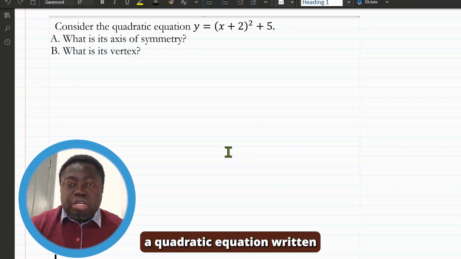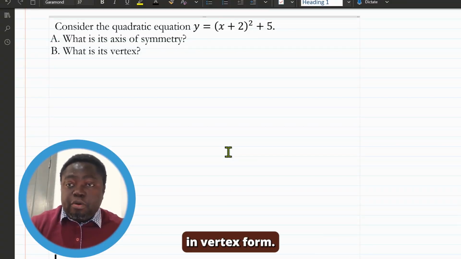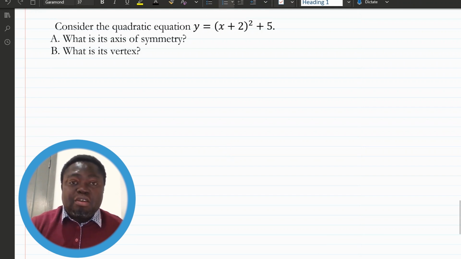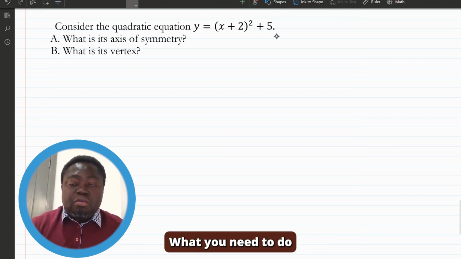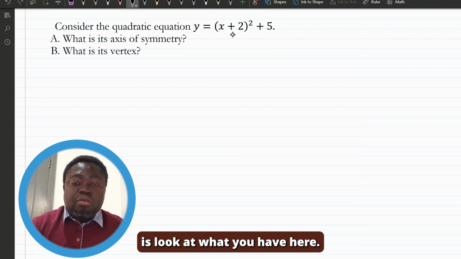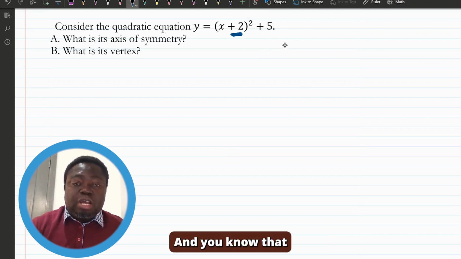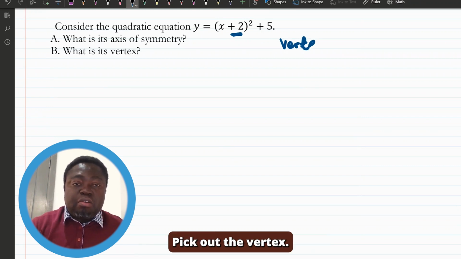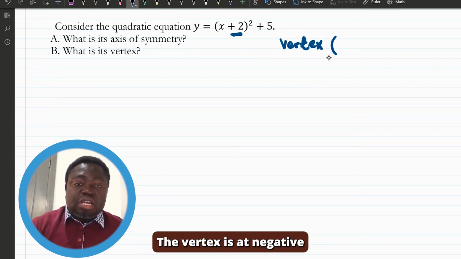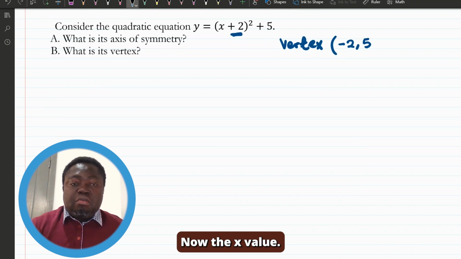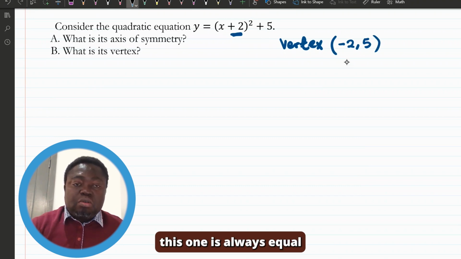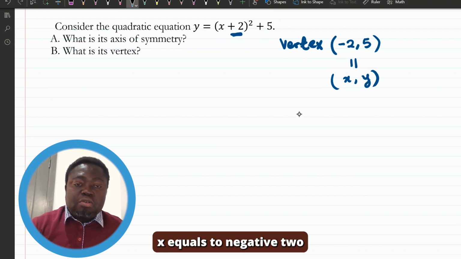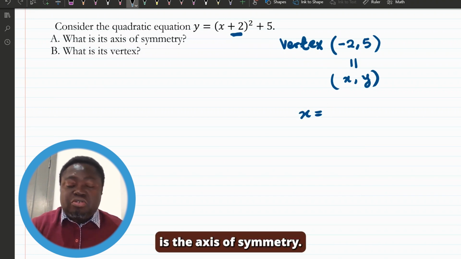So you've been given a quadratic equation written in vertex form. The question is, what is the axis of symmetry? Well, it's very easy to pick. What you need to do is to look at what you have here, and you know that the vertex of this graph, that's the first thing you want to do, pick out the vertex. The vertex is at -2 and 5. Now, remember that this one is always equal to x, y. So the x value, x equals -2, is the axis of symmetry.